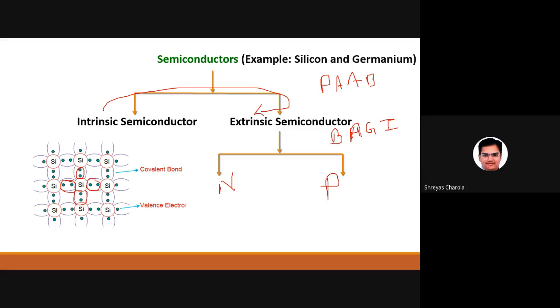This one is A. Okay. Which are the pentavalent impurities? P, A, B. Okay, this is the pentavalent. So should I put it in the N type or the P type? Where should I put it? N type.